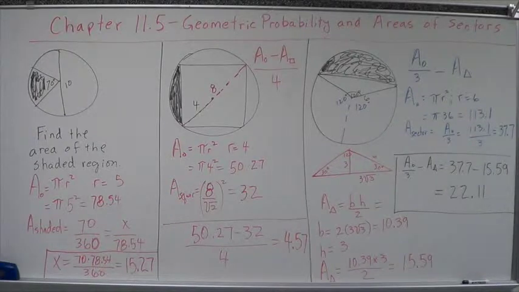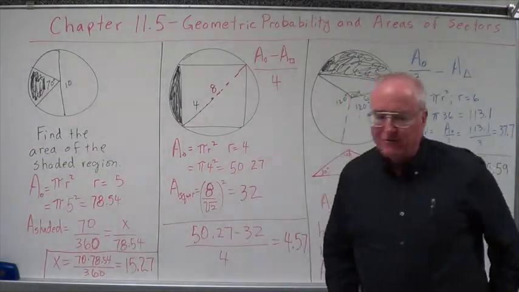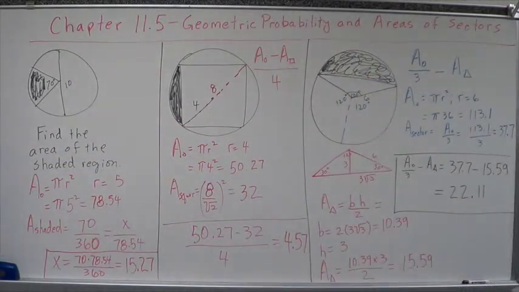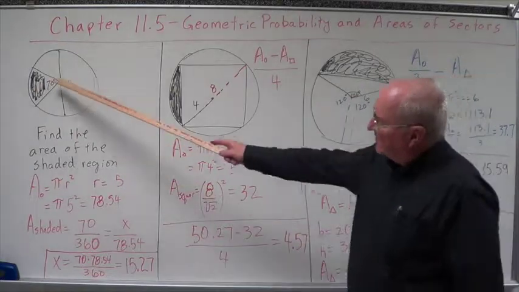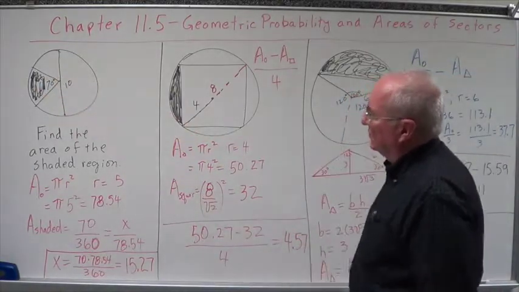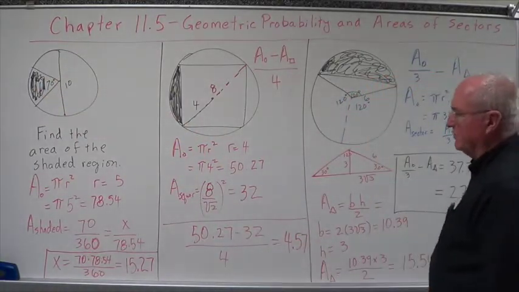Okay, let's do our last set of problems here, and on these we're going to do them just a little bit different. What we're going to do is find the area of the shaded region, and then we'll talk about how to find the probability of that shaded area. First one is we've got a circle with a sector shaded on it. That sector is 70 degrees out of the 360, okay?